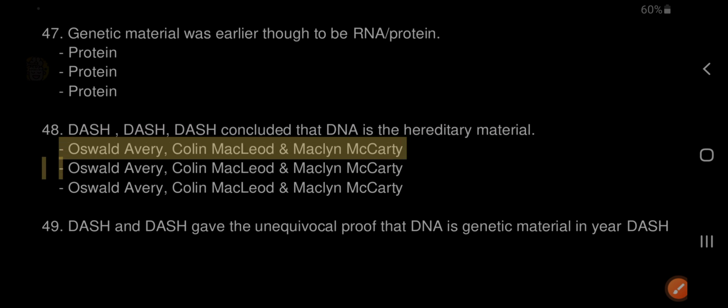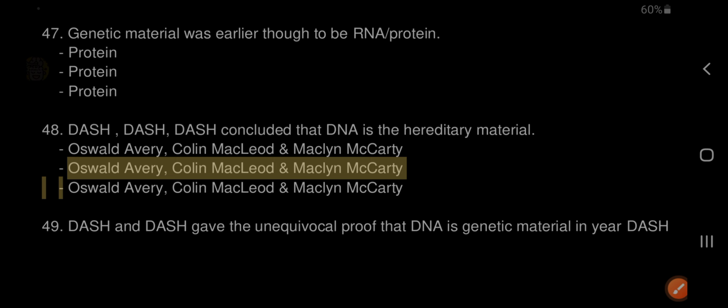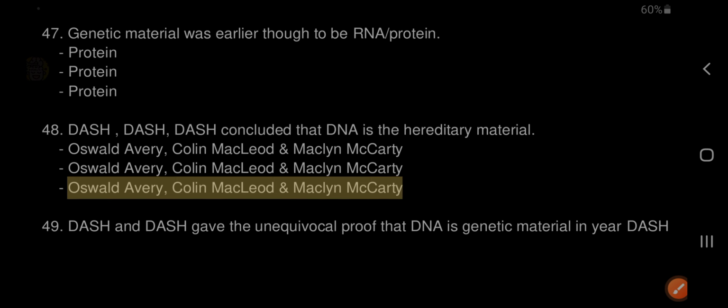Oswald Avery, Colin MacLeod and Maclyn McCarty.